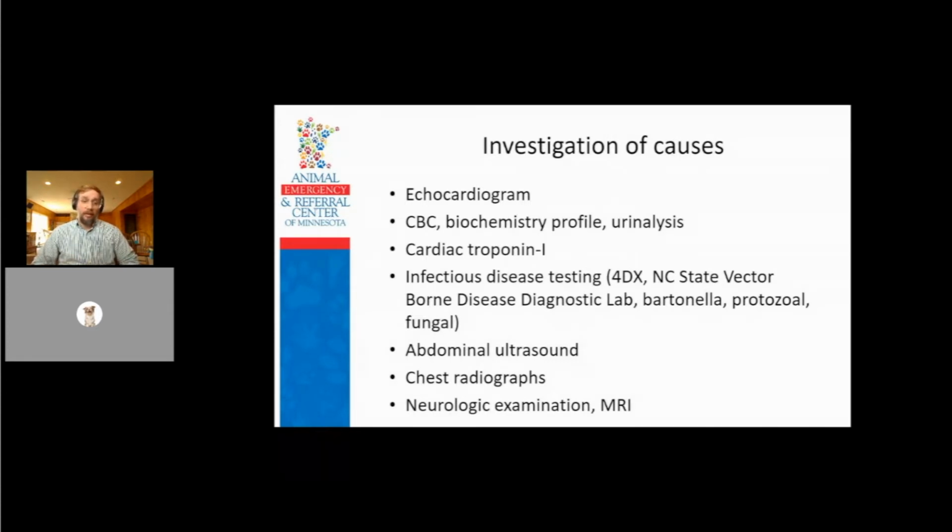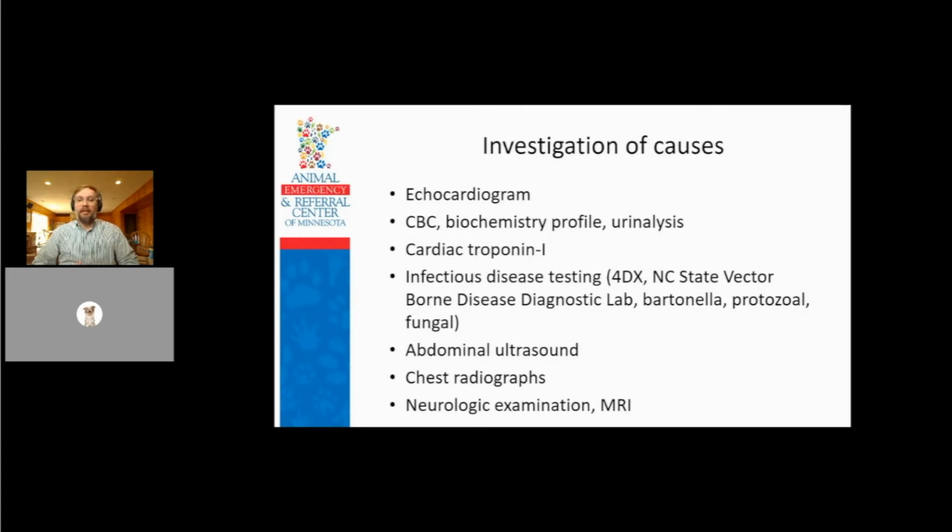And if that were the case, I would then go more down the routes of infectious disease testing. A lot of tick-borne diseases can cause myocarditis, anywhere from a cheap 4DX test to a several hundreds of dollars NC State vector-borne disease panel. Bartonella in cats, protozoal diseases, Neospora, Toxo, fungal diseases. Those are all pretty rare, but I've had a few dogs that I have diagnosed myocarditis in. But troponin is maybe a good screen test before we start spending hundreds of dollars on all of those tests.